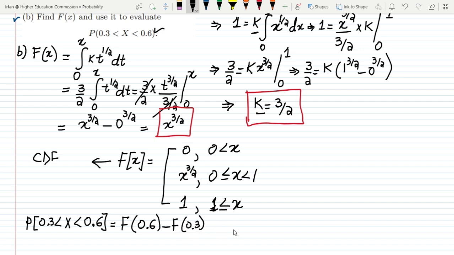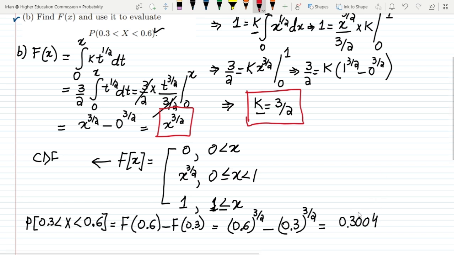Now putting in the values, this is x to the power 3 by 2, so 0.6 to the power 3 by 2, because now the value of x is 0.6, minus 0.3 to the power 3 by 2. Then evaluating it, the answer would be 0.3004, which is the solution of part B of my question.